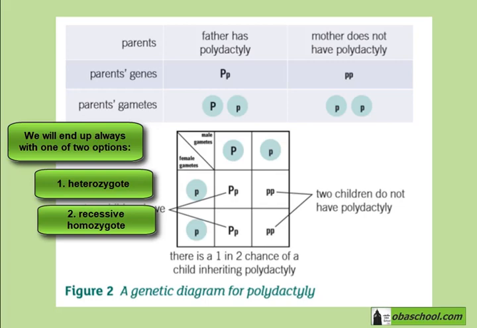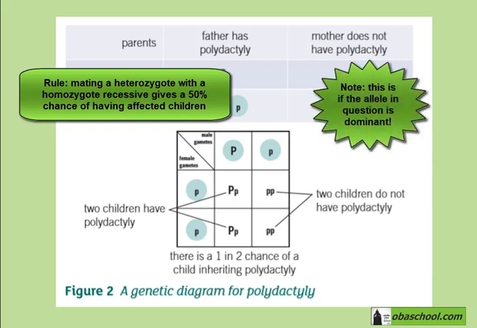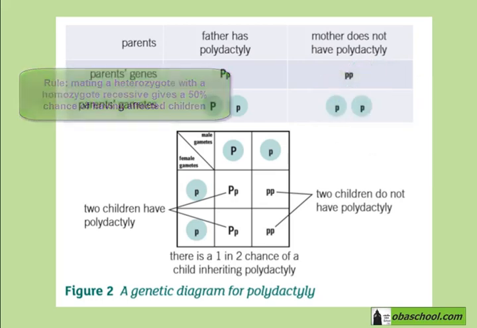The heterozygote offspring have the phenotype of being affected by polydactyly, and the homozygote recessive offspring are unaffected by polydactyly. So mating a heterozygote parent with a homozygote recessive gives us a 50% chance of having the dominant phenotype and a 50% chance of having the recessive phenotype. This is in the case where the allele in question is dominant. So this shows us that there is a 50% chance or a 1 in 2 chance of inheriting polydactyly.